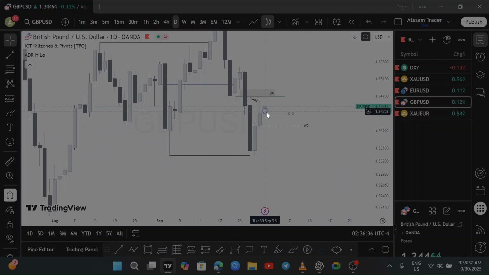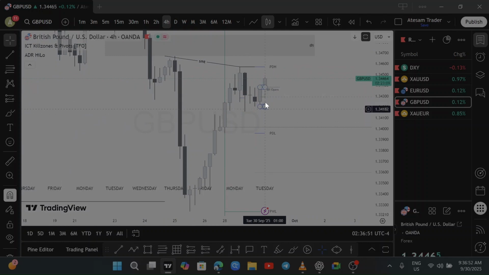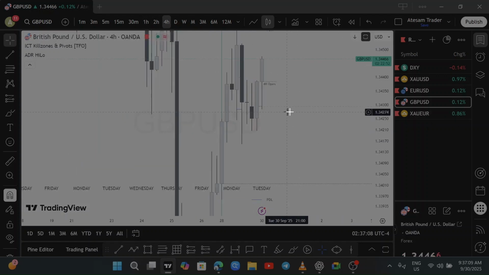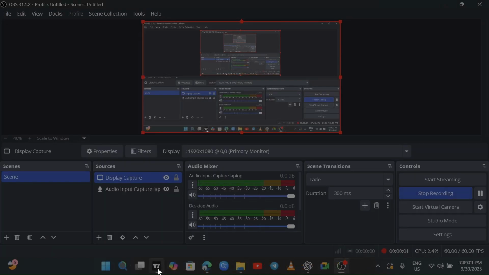I was expecting this too. Actually my bias was bearish. I was expecting the daily candle to continue to the downside. Also, I was expecting this 4 hour candle to continue to the downside. So the 4 hour didn't confirm, but the 1 hour here confirmed the reversal. So I took the trade. Yeah, not so high probability, I'll say this one. Okay, that's for today.